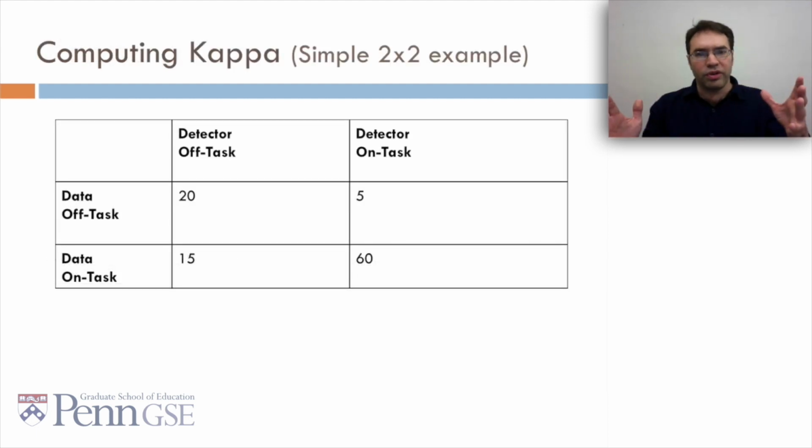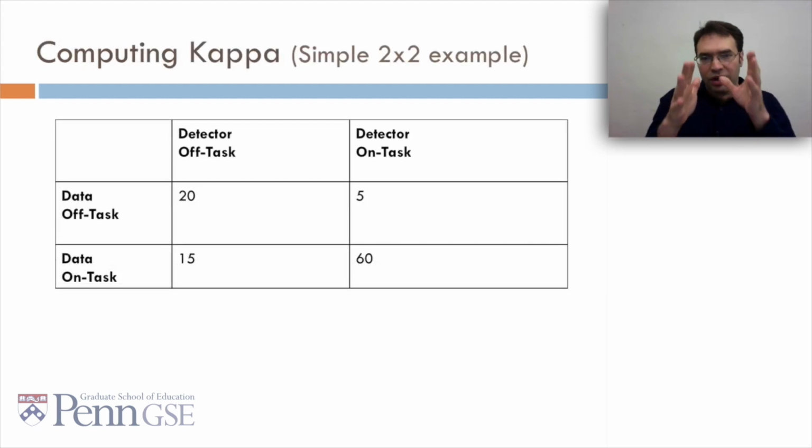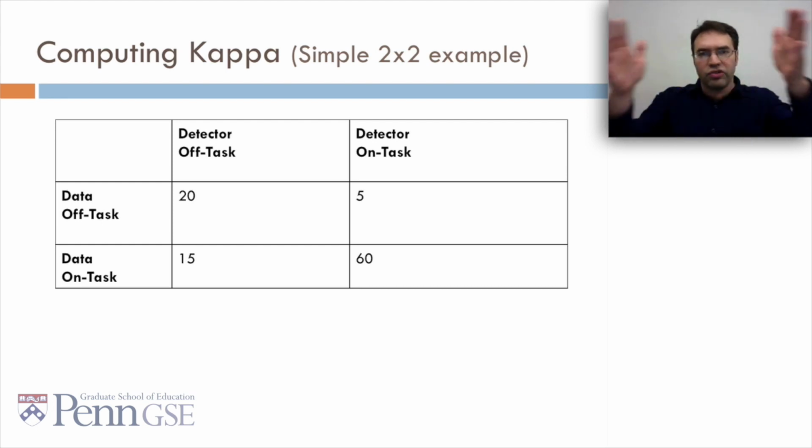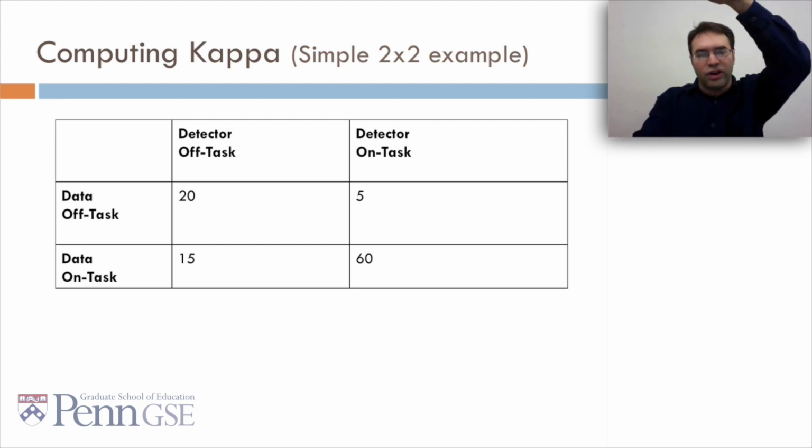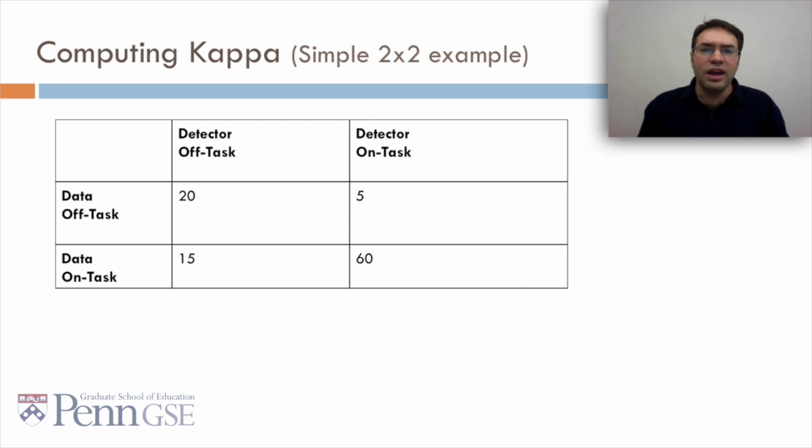So let me show a simple example. Let's take the proportion of students in each group, in each detector and real data, and let's say if students were randomly assigned to the groups, but in the current proportions, what percentage of time do we see agreement? So let's take the example of a detector that's detecting if students are on task or off task, with data that says on task or off task. What we can see is that 20 times the data and detector agree the kid's off task, and 60 times they agree the student's on task, and the other 20 cases they disagree.